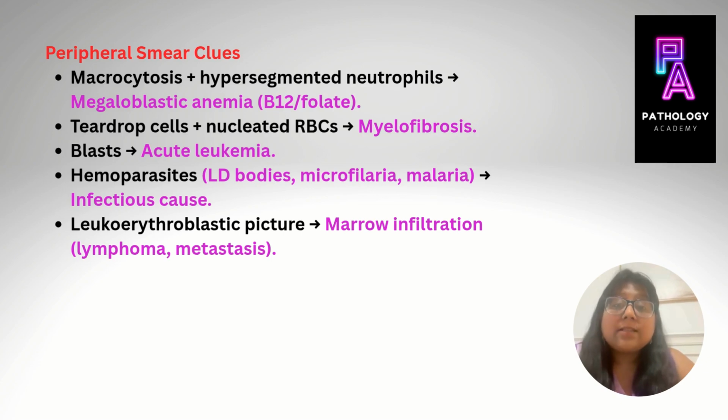A leukoerythroblastic picture, that is presence of nucleated RBCs with shift to left, if it's seen, gives a clue for marrow infiltration by lymphoma or metastasis.